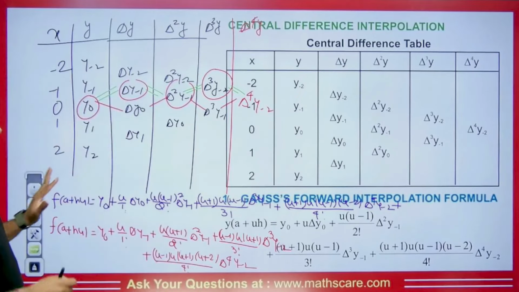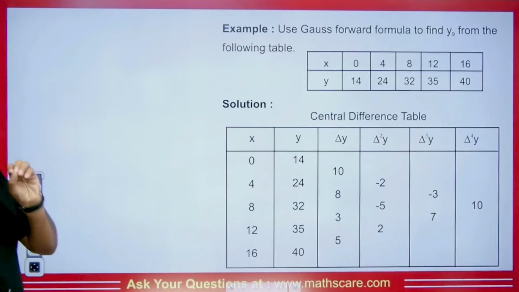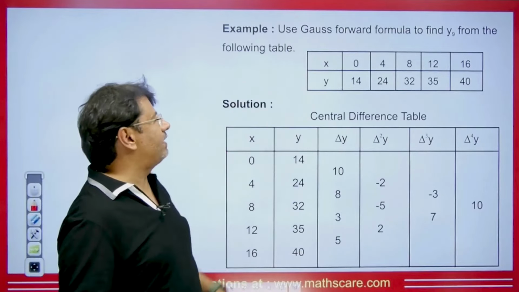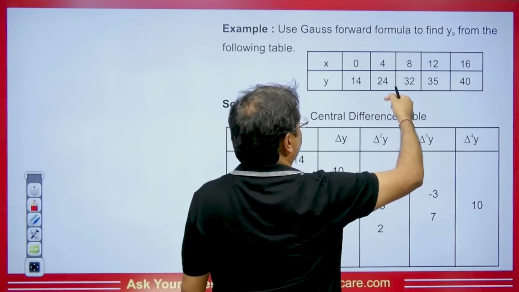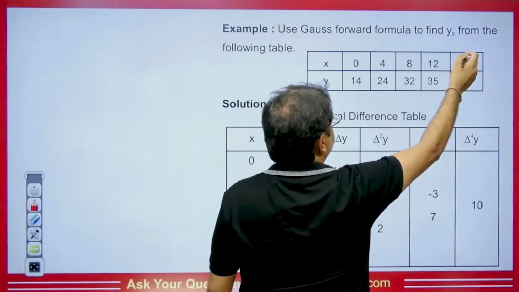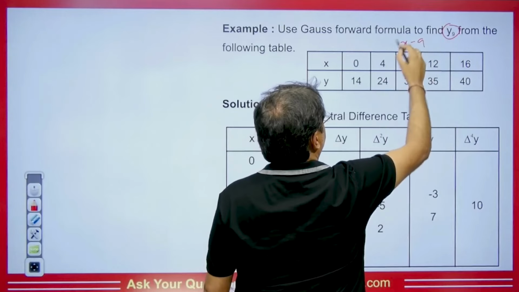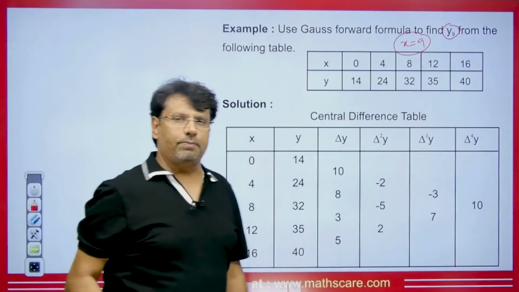Now I will solve another question. Let's see the question here. X and y are given here. When x is 0, then y is 14 and so on. It's at equal intervals, and find y9. You have to find y9. Question clear? If the value of x is 9, then what is the value of y? You have to find the value of y.